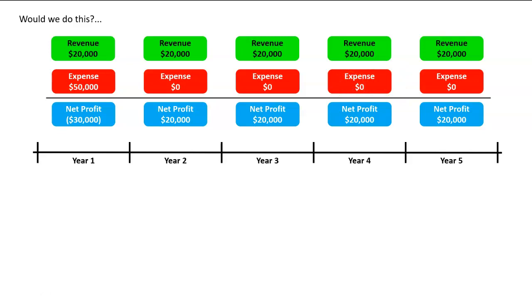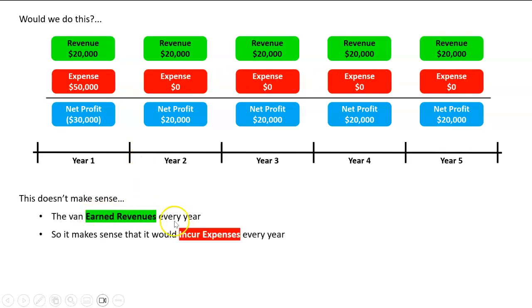That's part of the accrual basis assumption and also the period assumption. Each period there's a revenue here. We need to match that with the expense incurred from using that asset, and we don't have one in years 2, 3, 4, and 5. It makes no sense. So that is the wrong thing to do because the van earned revenues every year. So shouldn't we then match an incurred expense every year and not just in the first year? So that is what we need to do.